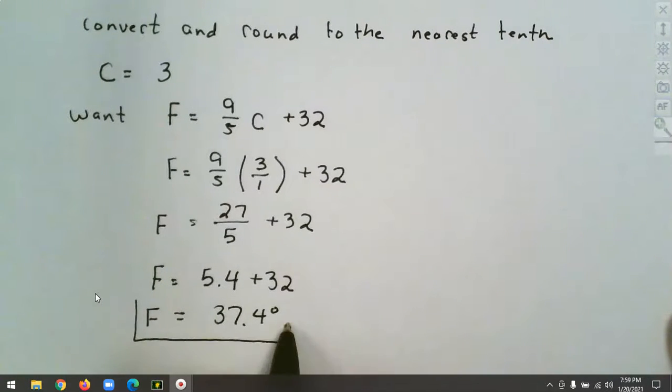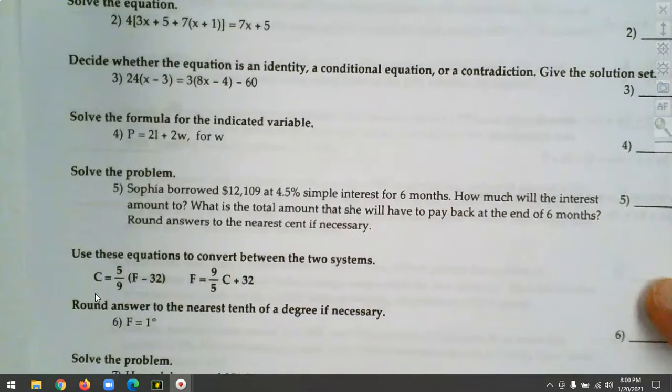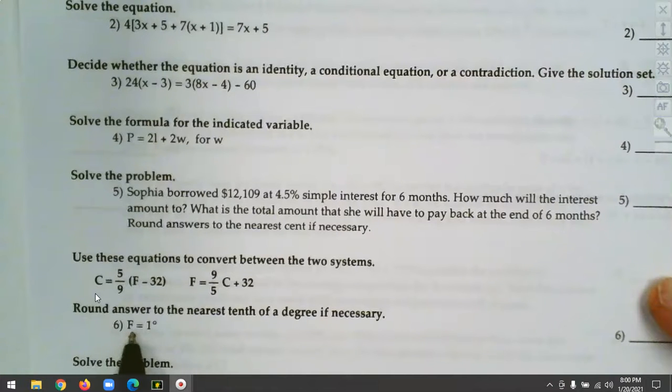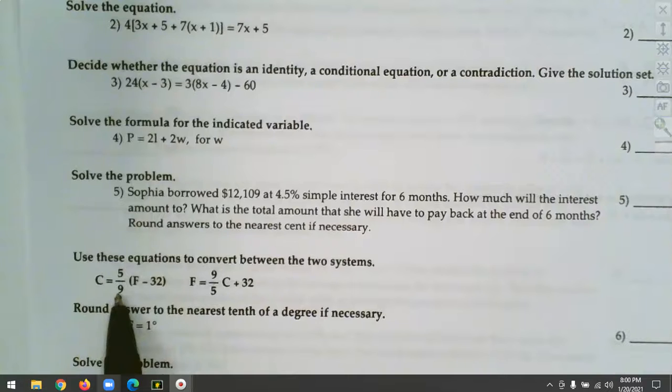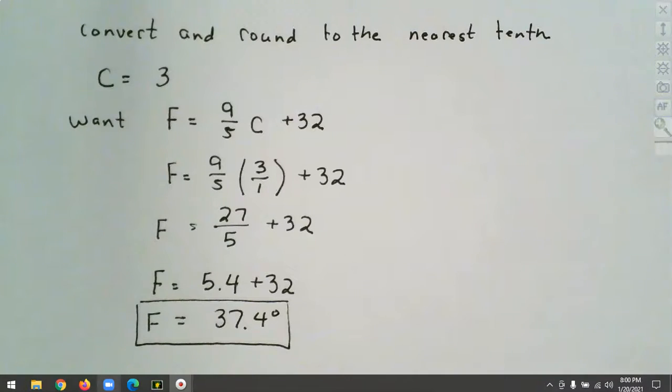There's one just like this in your homework on question 6. It's just that in your homework, they give you the Fahrenheit temperature, and we have to convert to the Celsius. But they've got both formulas listed. So if you look here on question 6 in your homework, you've got both formulas here. They give you a Fahrenheit temperature of 1, so you're going to have to use that first formula, convert that to Celsius, and round to the nearest tenth.